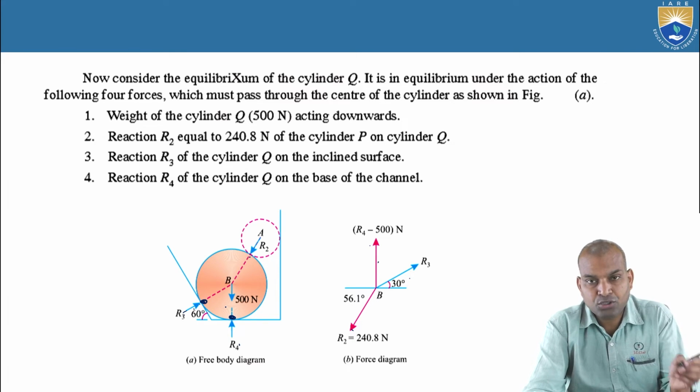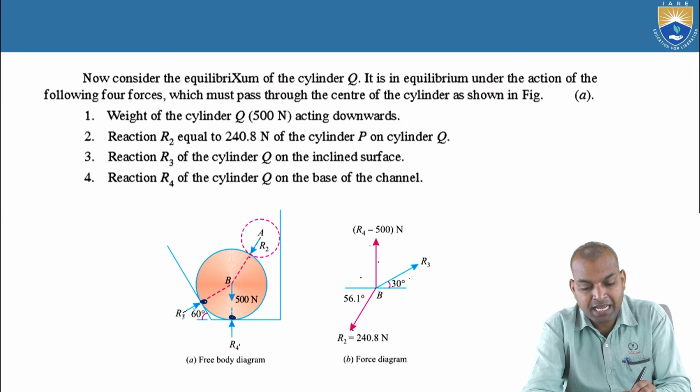Now in order to apply Lami's theorem, we need the angles between them. So this R3 is at 30 degrees, we know. This is the normal, but actually it is 60 degrees.